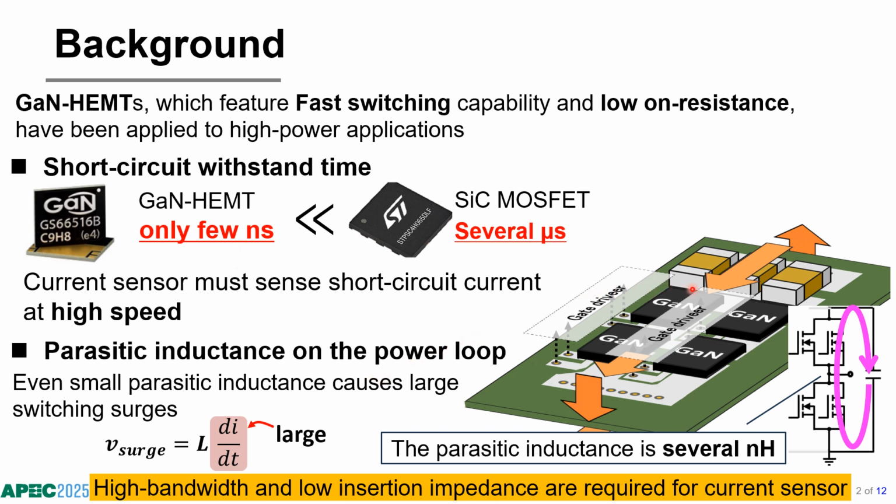Also, here is the layout of the parallel GaN FET power loop. The current paths are opposite each other on the front and back layer. Even small parasitic inductance on the power loop causes large switching surges in the device, because the fast switching performance of GaN FET results in a large di/dt, so the parasitic inductance is usually designed to be small. So high bandwidth and low insertion impedance are required for a current sensor.